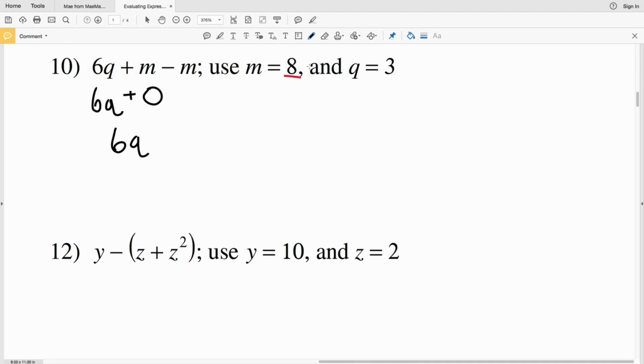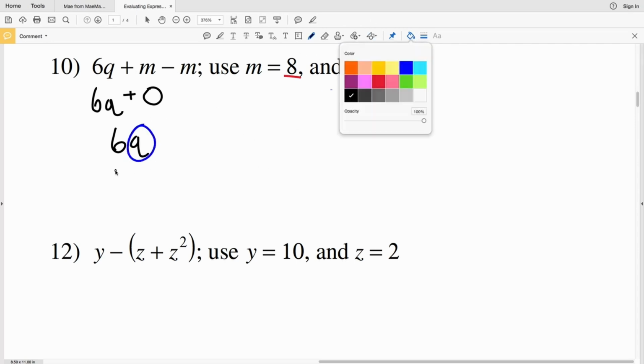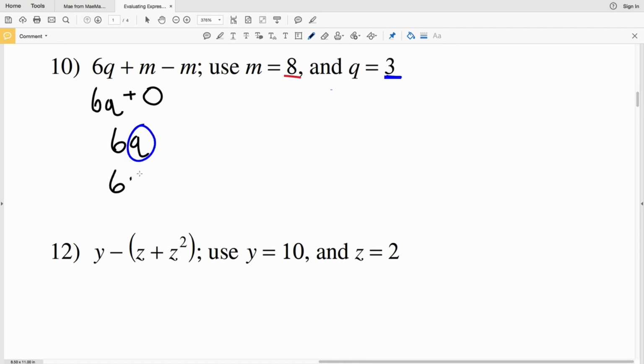So now instead of plugging in m, we don't have m anymore. We just need to plug in q. And q is 3. So we're going to get 6 times 3. 6 times 3 is 18. So 18 is the answer for our evaluated expression in number 10.